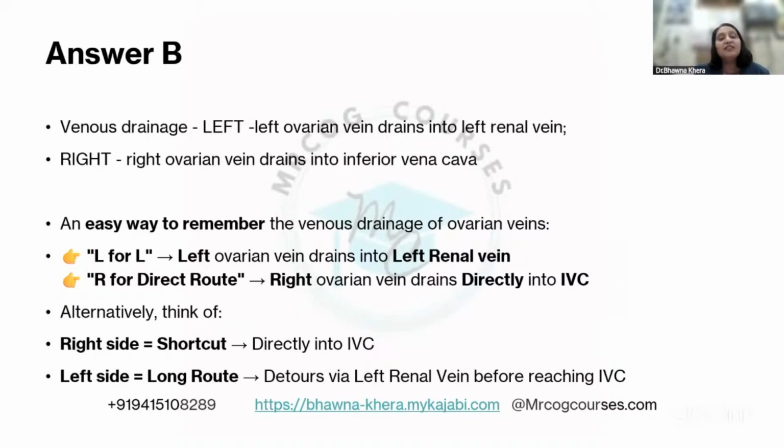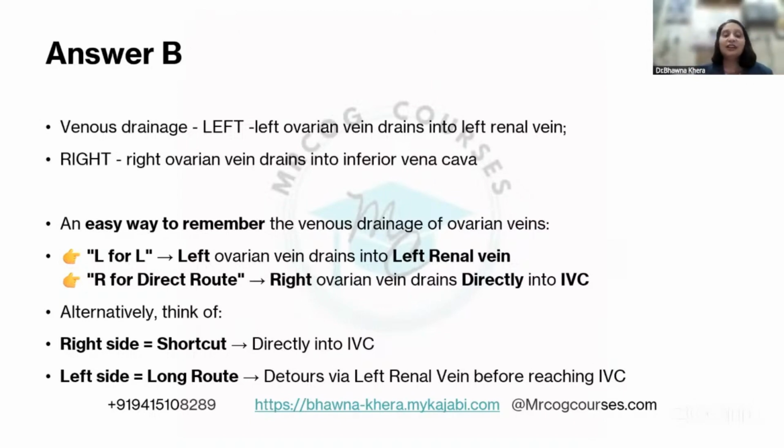What is the easy way to remember the venous drainage of ovarian veins? L for L. The left ovarian vein drains into the left renal vein. You will say, why not L for R, since renal is there? But no, we are going to take it as left for left. So left goes into the left renal vein. And R is going in the right direction, a direct route, so it directly goes to the IVC. The right side is a shortcut.